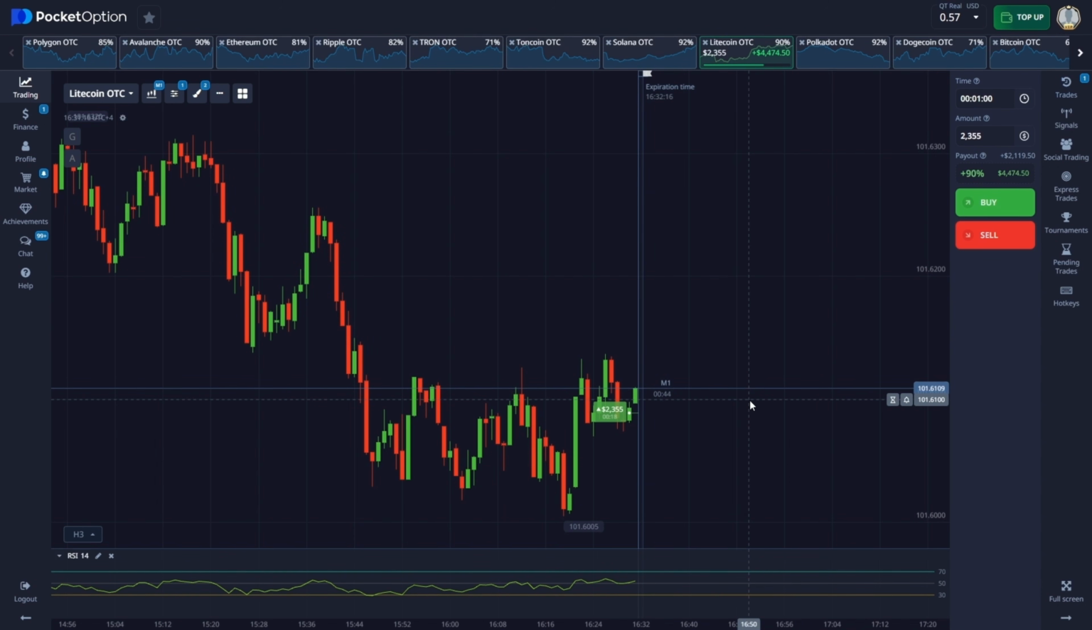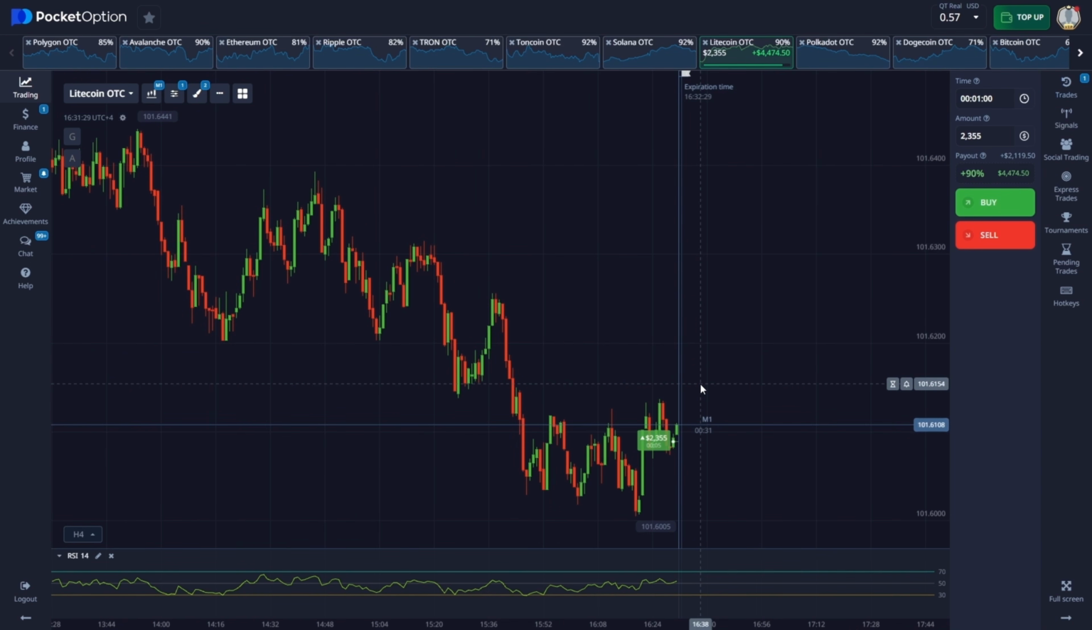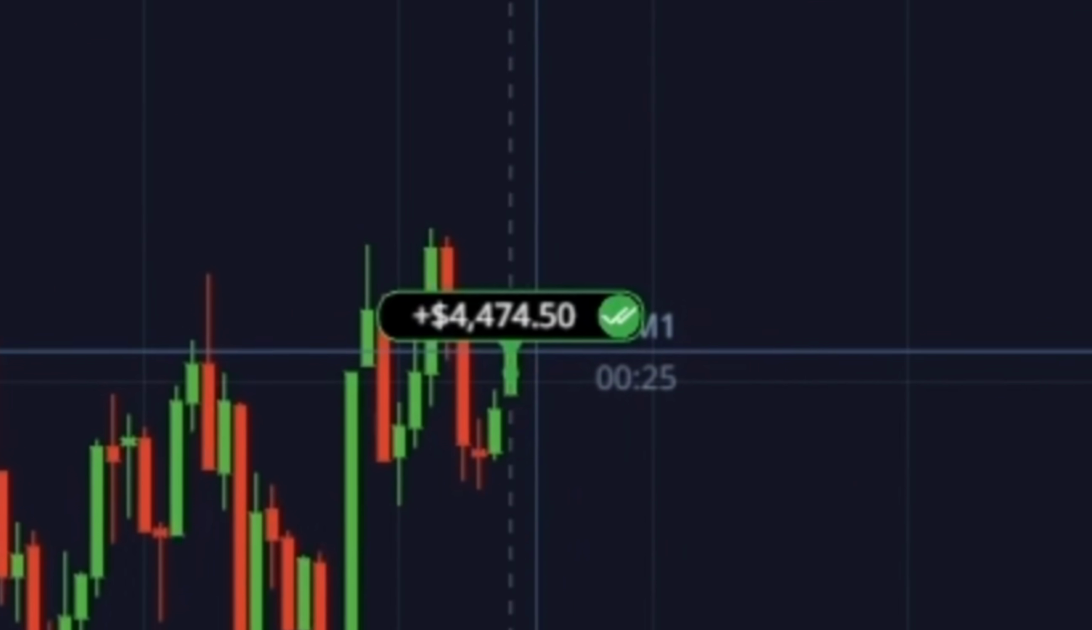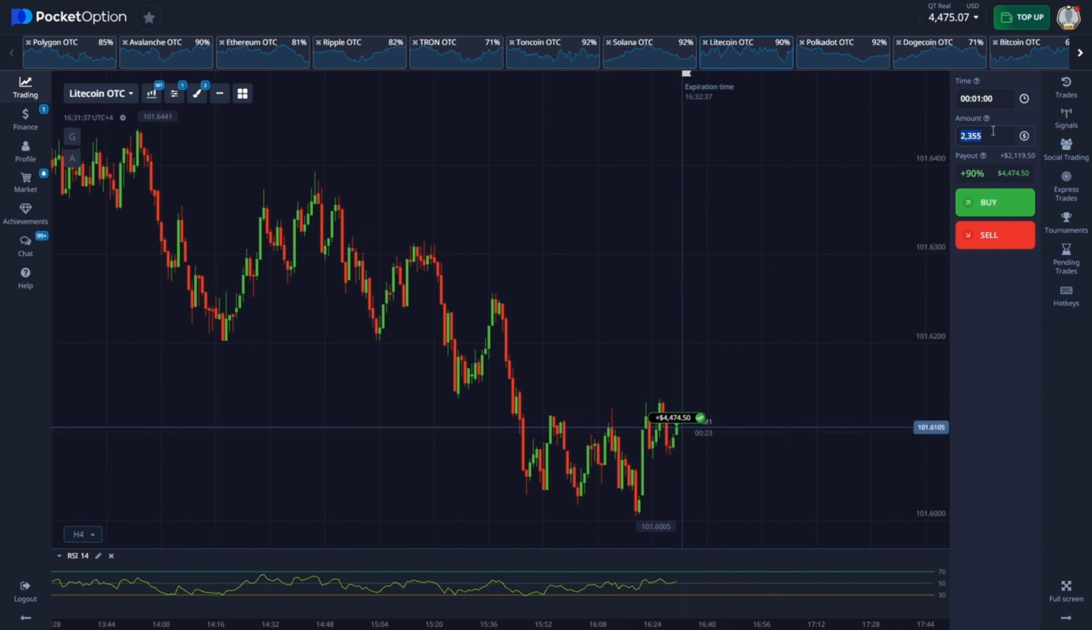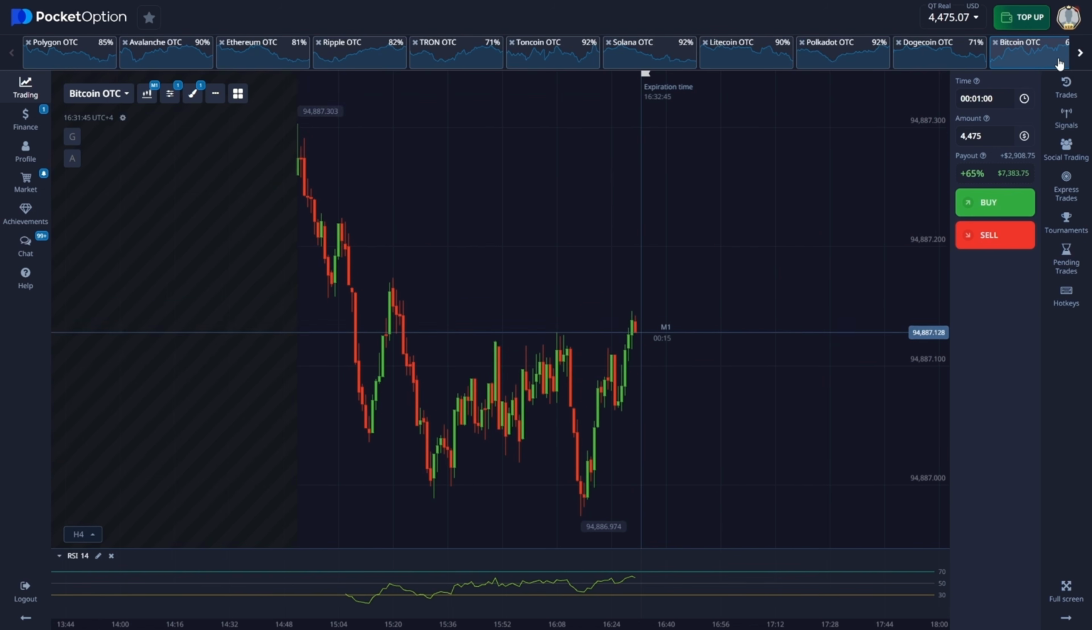The trade is going in our favor right now, but we still have 15 seconds left. Only a few seconds left. And I won another trade. Now my balance has turned into $4,475. Let's find a trade for $4,475.